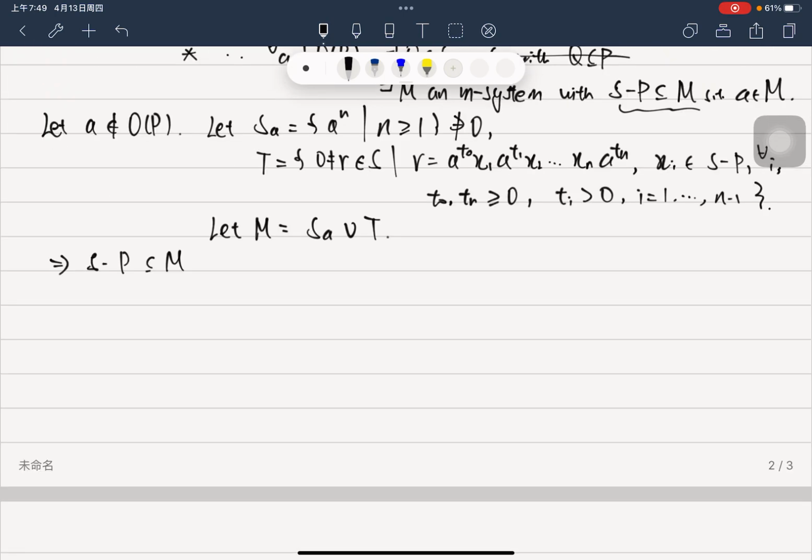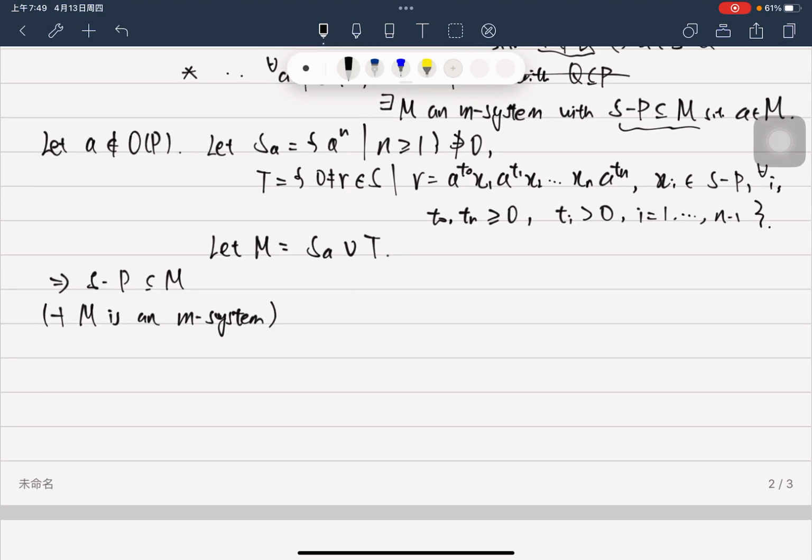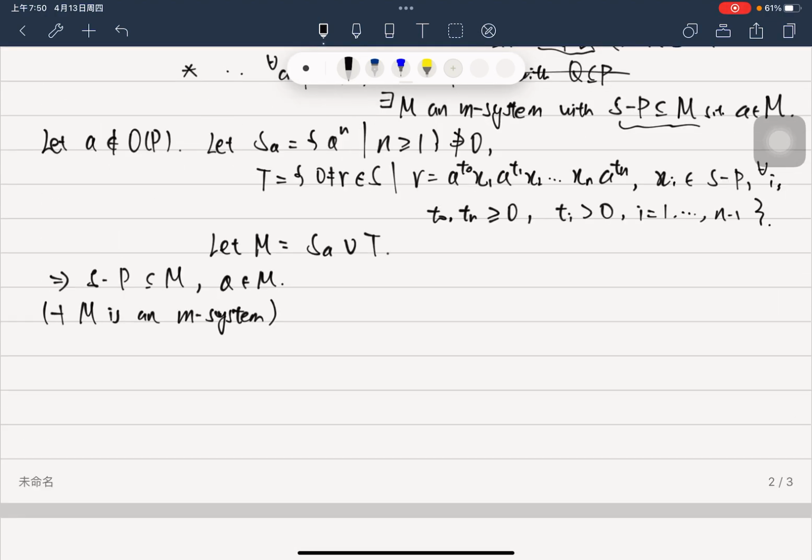We prove this by... maybe this is a subclaim. No more subclaim. Now we are going to show that if M is an M system, then you see, M system. Moreover, A is contained in M, which means there exists an M system such that A is contained in M, but A is not in the radical of P, and then we proved this thing. So let's prove this is an M system.